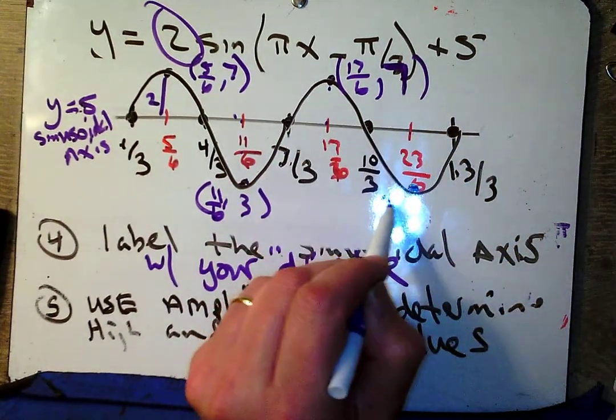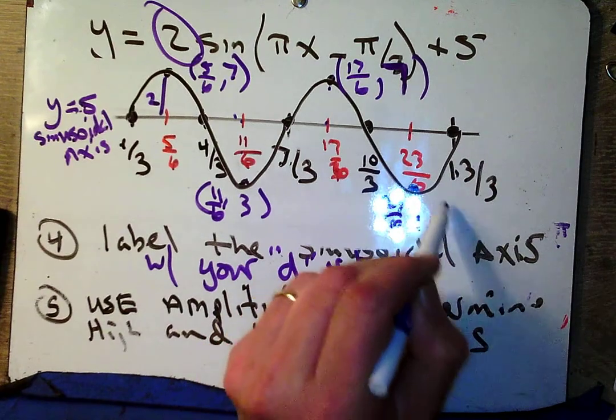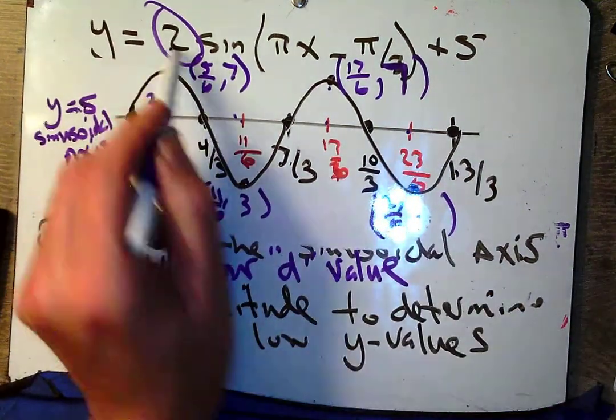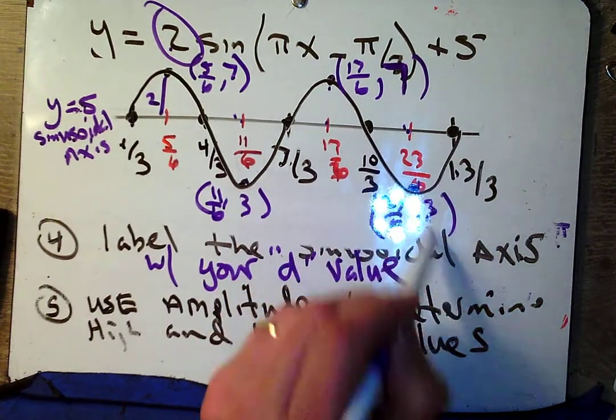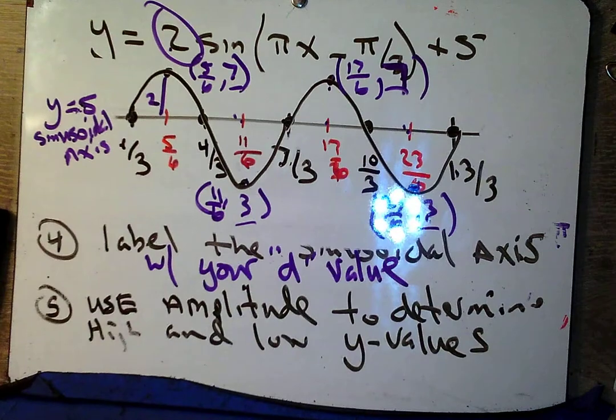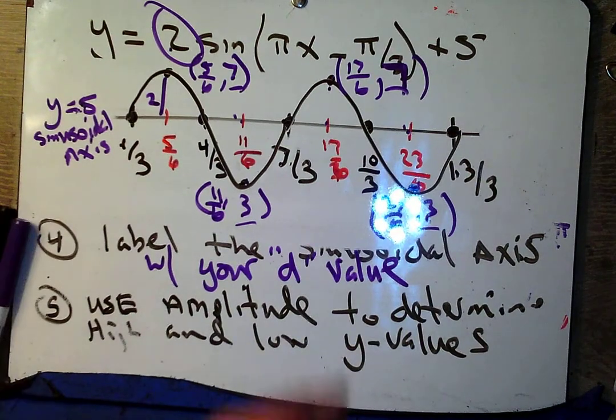And here 23 sixths, the y value will start at 5. We'll go down to 5 minus 2 is 3. These should always be the same. Okay? That's it. That's the fully graphed thing.